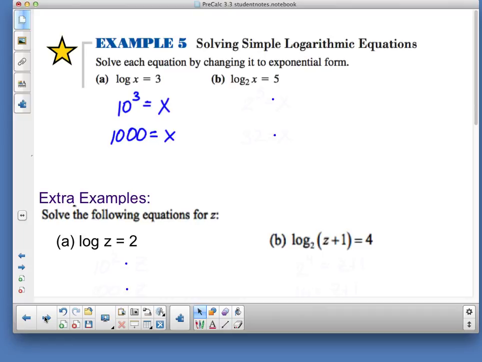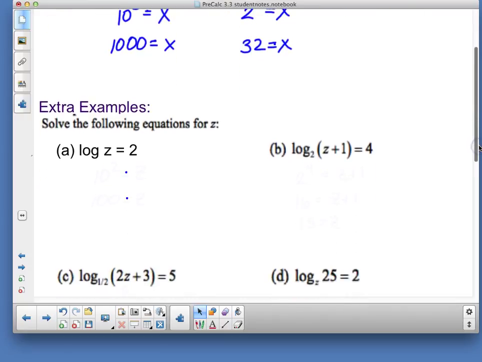And B, you guys got the same thing. 2 to the 5th power becomes x. So what is 2 to the 5th power? You okay with x is 32? Are there any questions? Using this same method, check out A and B. We'll do A and B first. Remember, it's the same method. 10 to the 2nd power equals z. So z should be 100.